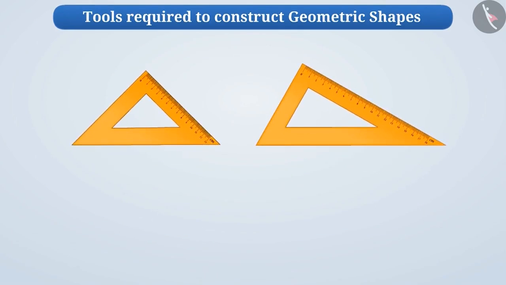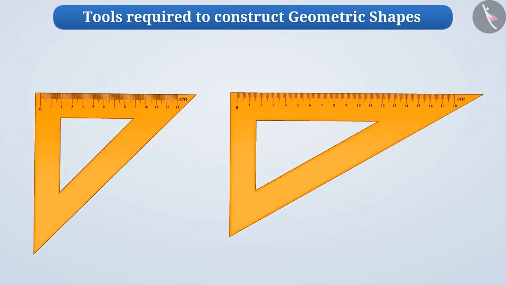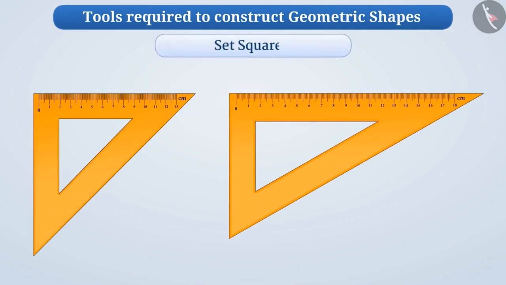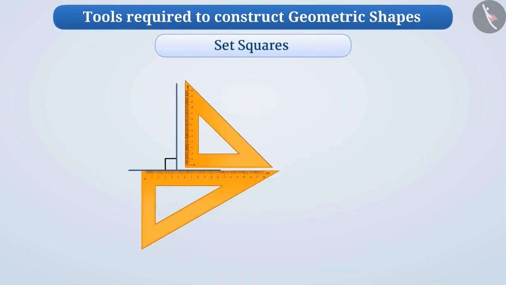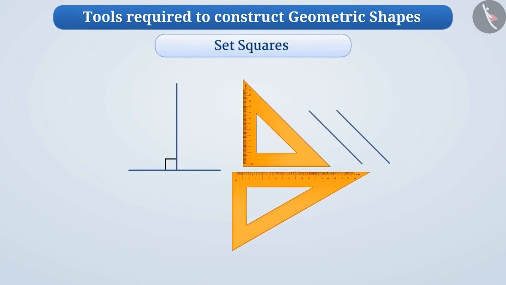We can also see two triangular pieces in the geometry box. One of these triangles has 90 degrees on one side and 45-degree angles on both the other vertices. And the other triangular piece has 30 degrees, 60 degrees and 90-degree angles at the vertices. There are signs in centimeter on the sides forming their right angles. We call them set squares. They are used to draw perpendicular and parallel lines.